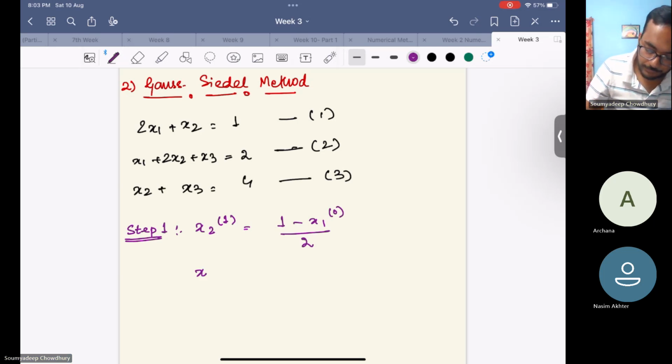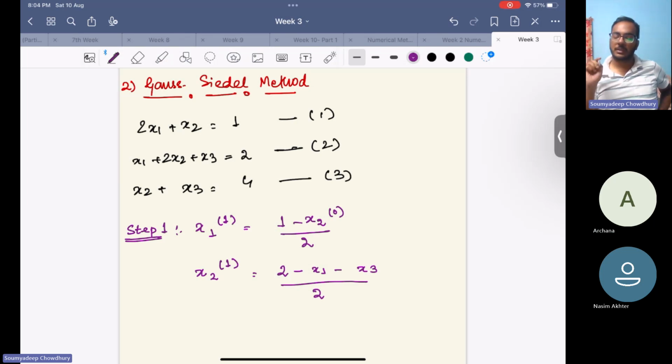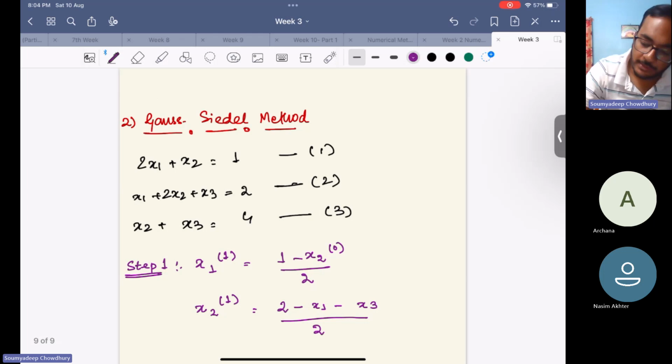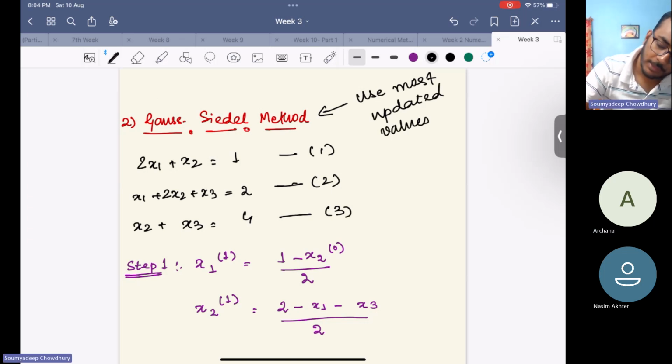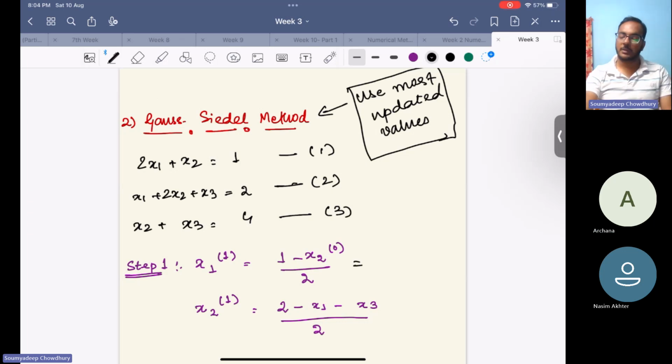Similarly, second, x1 of 1 is 1 minus x2 of 0 by 2. Now when we find x2 of 1 from here, it is basically 2 minus x1 minus x3 by 2. Now the question is, in the previous Jacobi method, we were using the values of x1, x2, x3 as obtained in the previous iteration. But the difference here in the Gauss-Seidel method is that we will use the most updated values. That is, here we have already found x1 of 1. So when we use x1 in the next step, it will no more be x1 of 0, but it will be x1 of 1. However, x3 we have not found in this step, so x3 of 0 we have to use.